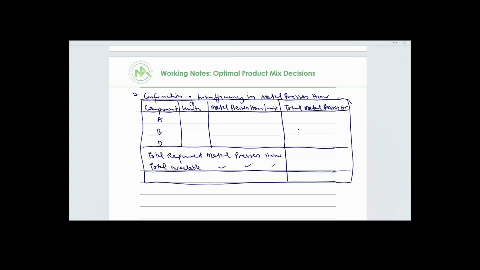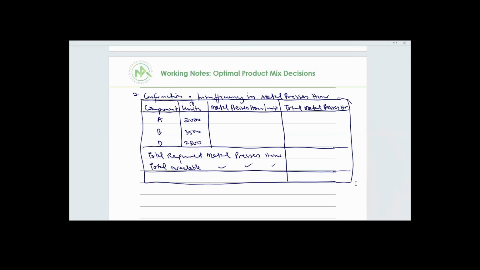Okay then. So what are the units? Let's go back to the question. We have requirement in units: 2000, 35, then 28 for D.